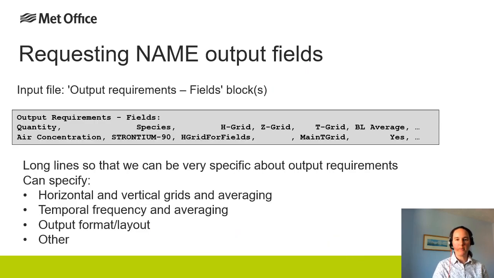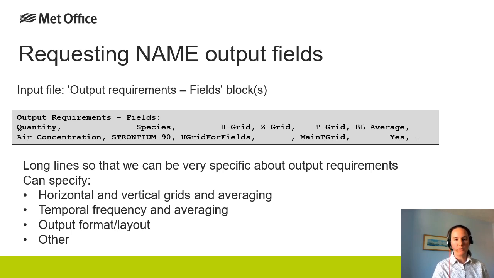So how do we go about requesting a field from NAME? We have a block in the NAME input file which is called output requirements-fields. Now this is quite a long line because we can be very specific about the output requirements we want to request. So I've put an example here in the grey box, but you'll see that it's truncated on the right hand side. So if you were to pause the video now and look at the input file you've been given for the training course, you'll see that the line is actually much longer.